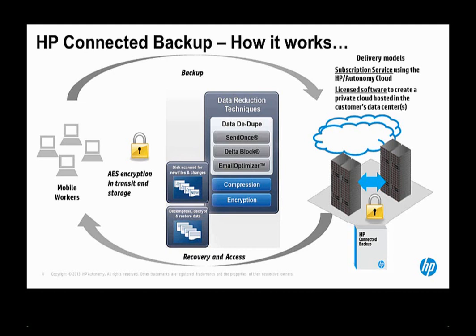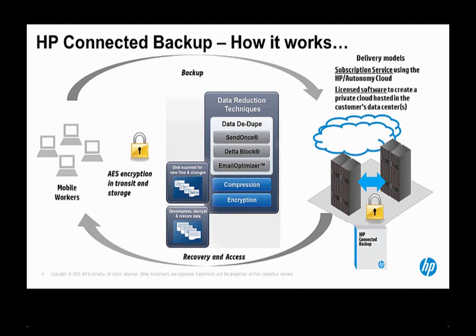Instead, Connected is actually able to open up and examine each message and attachment separately and then apply the Delta Block and Send Once optimizations to each message. So again, if many users all receive the same presentation or spreadsheet, many of them choose to save it, Connected is actually only going to back that file up the first time it encounters it in a PST file and not have to back it up subsequently.